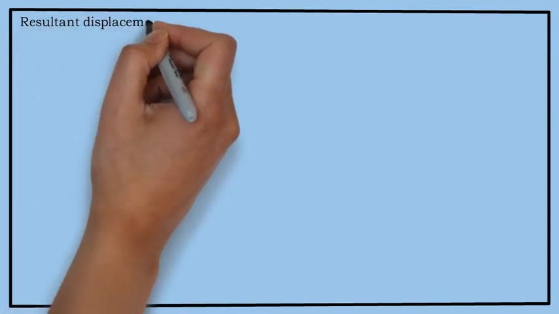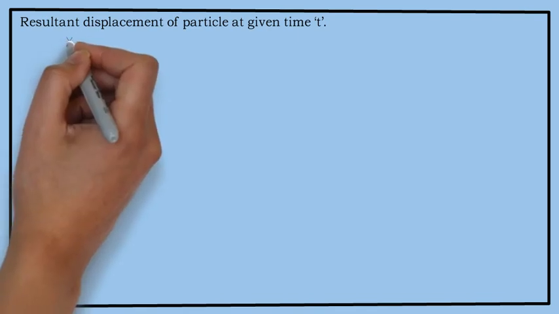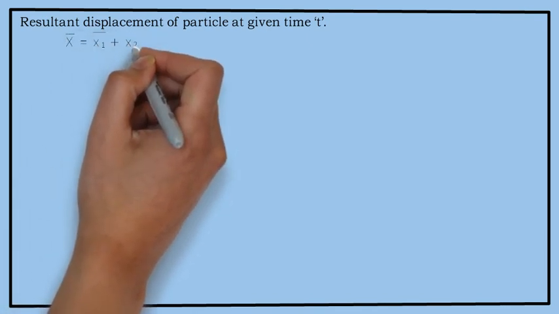The resultant displacement of a particle at given time t. Here we have something called superposition of two waves. The statement says if two or more waves arrive at a point of a medium simultaneously, each produces its own displacement independently, as if the other wave is not present, and the resultant displacement at that point of a medium is the vector sum of two individual displacements. Now with the help of that, I am finding out the resultant of these two SHMs. X bar is equal to x1 bar plus x2 bar.